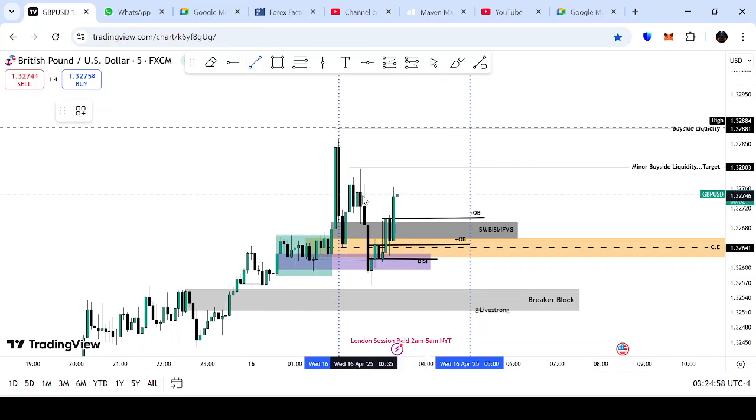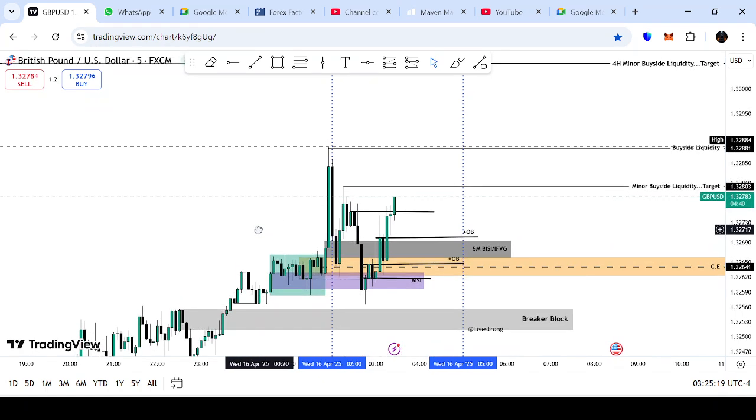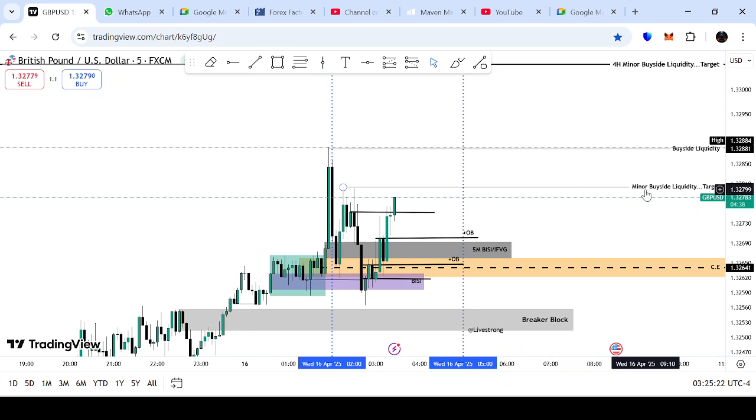This high here, I would like to see price trade and close above this high. This high here, I'd like to see run above there, run above there, then close above. Then we treat it as a breaker, first breaker there. Then taking this minor buy side liquidity. That will also be a buy side liquidity resting above here.